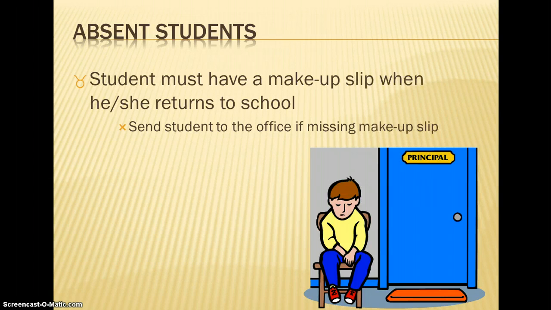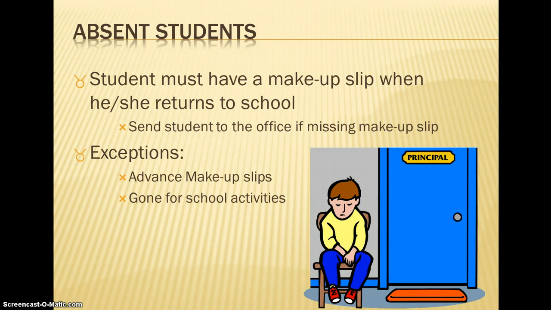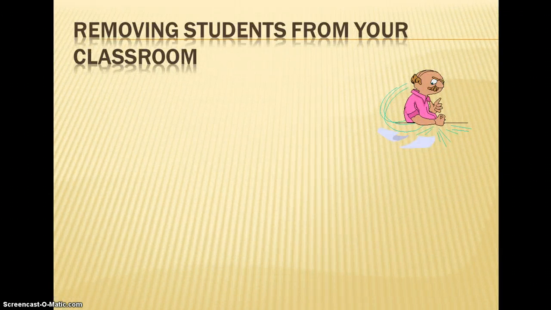Students must have a makeup slip when he or she returns to school. Send students to the office if missing a makeup slip. Let's do that right away, so we don't have somebody missing all day and they still don't have a makeup slip and it's 4th hour. It's good to have them sent right away. Exceptions, of course, would be if they had an advanced makeup slip, so that they've been gone for a couple of days and they got an advance for it, or they've gone to a school activity and went through the correct procedure and are listed on the field trip list.